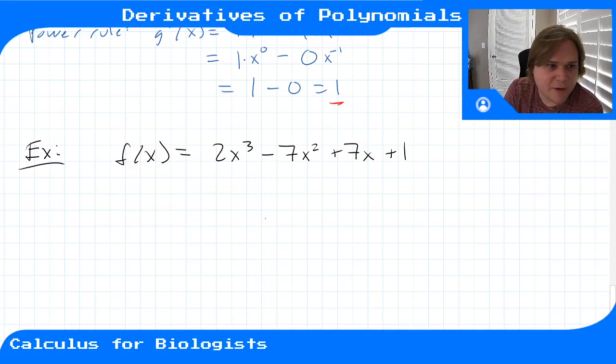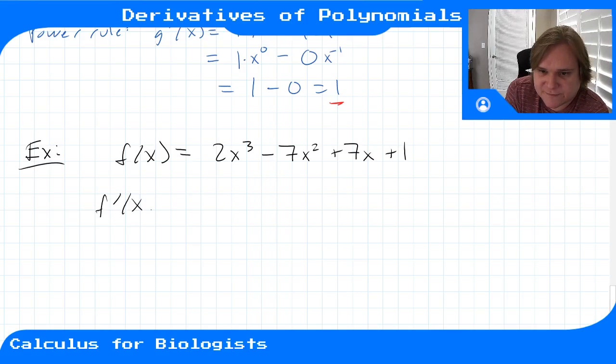I'm not going to write down all the steps individually. We'll just do it faster, because when you do these, you're not really going to split them up every single time by every single different rule. All right, let's take the derivative. Here we leave the constants alone. The constant times, by the power rule, the derivative of x cubed gives me 3 times x squared.